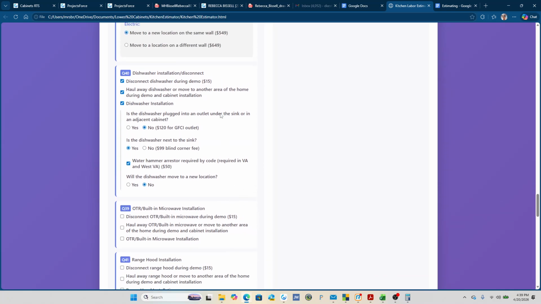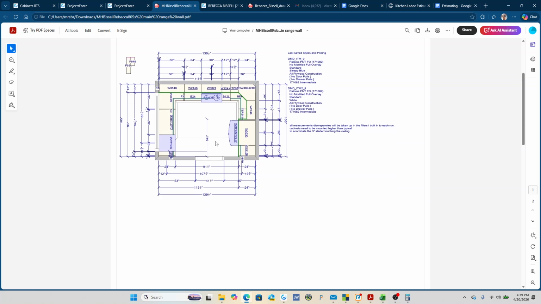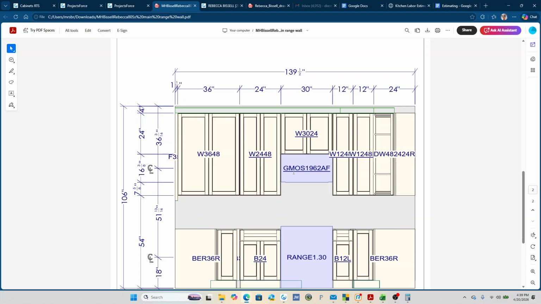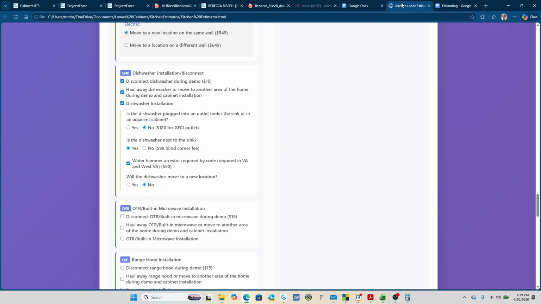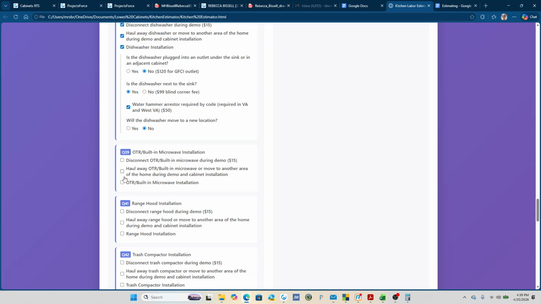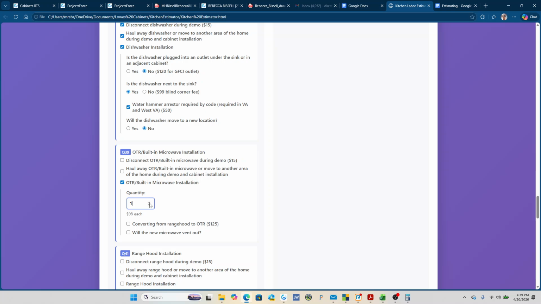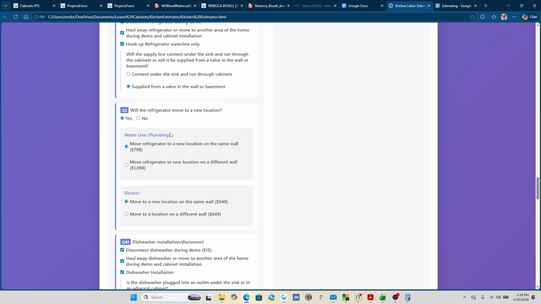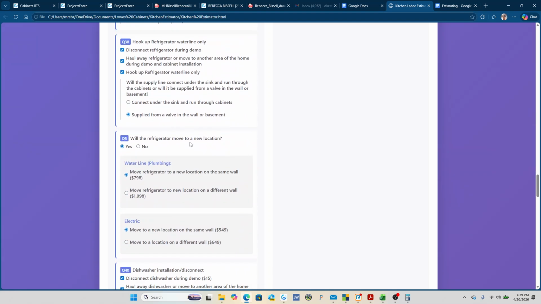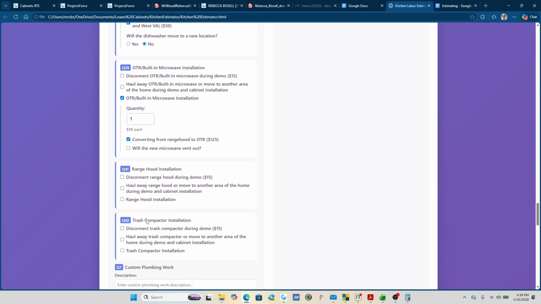So they have got a range hood currently. Let's look at what they are calling for here. They're calling for, it looks like, an over-the-range microwave. So what we're going to do is there is no one to disconnect, but we are going to install one over-the-range microwave, and we are converting from a range hood to an OTR. We're also moving that to a new location, so I don't see that here. But it was with the range, and I believe it includes the range electric. Okay, range hood, so we are going to disconnect, and we are going to haul away.